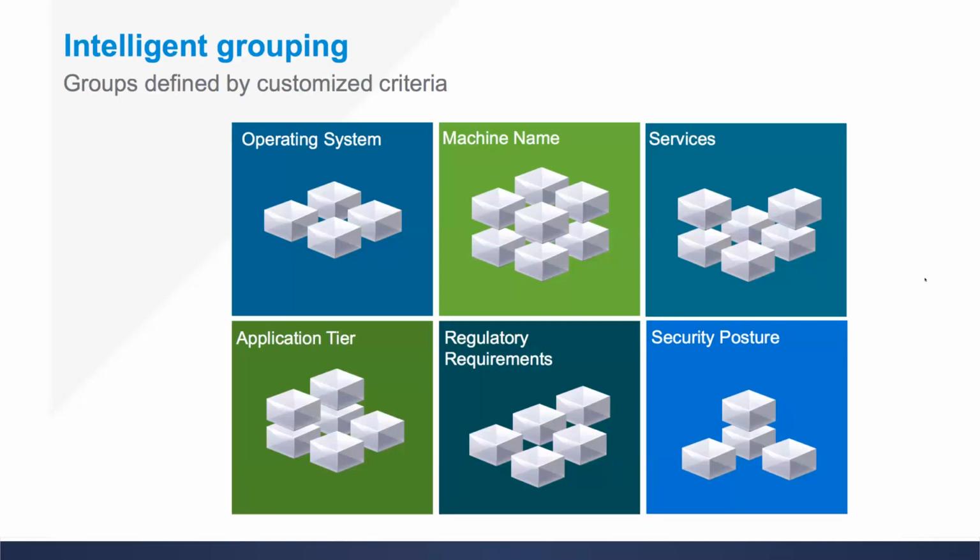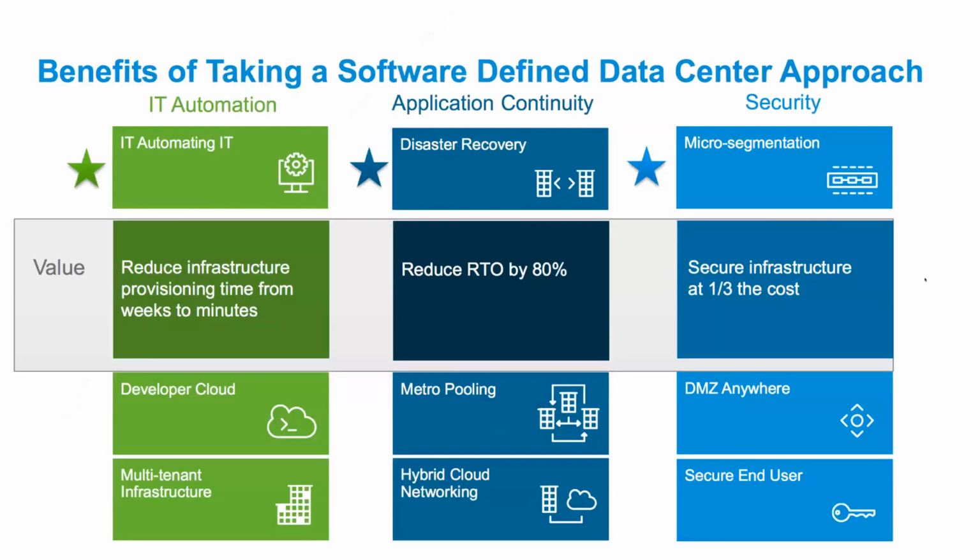We can group it on services or tier or regulatory requirements. Last but not least, we can group it on posture. If it meets the corporate compliance and it has this type of attributes, please push it into this group. So we have phenomenal grouping and capabilities.